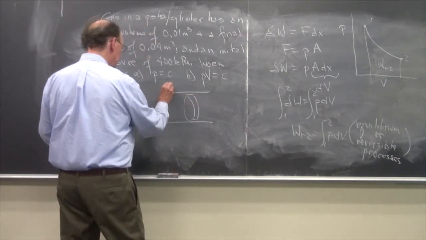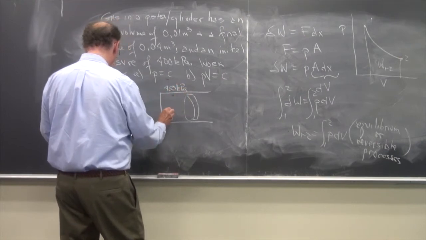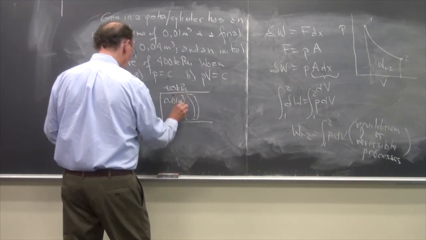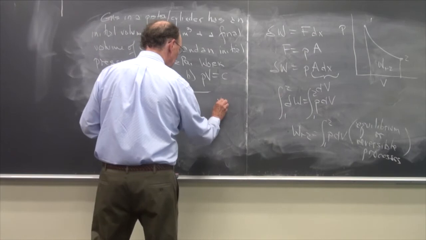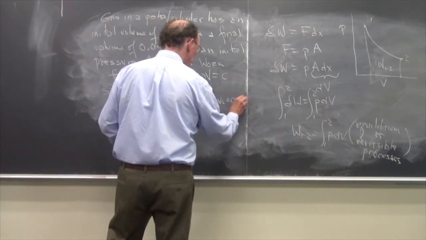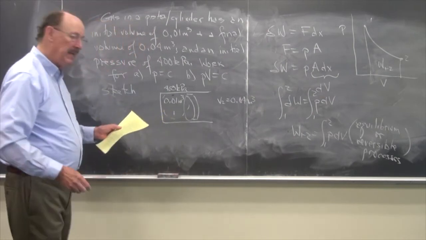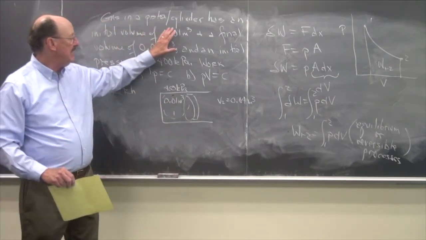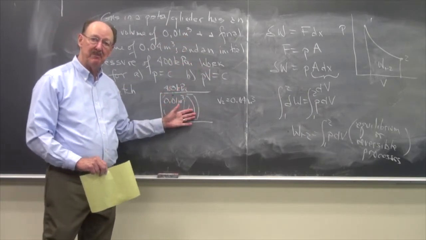And we'll translate it, so I have 400 kPa, 0.01 cubic meters, with state 1, and V2 is 0.04 cubic meters. And so the purpose of drawing a sketch is to take this information and transform it into visual information.